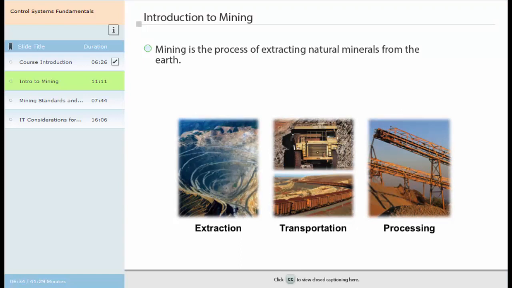Mining is the process of extracting natural minerals from the earth. Natural minerals such as gems, metals, coal, gravel, and clay are valued in commercial markets of today, but cannot be produced or grown by man. To access these goods, the natural minerals must be mined from the earth.